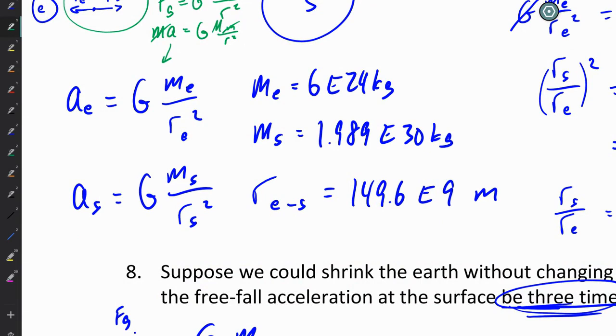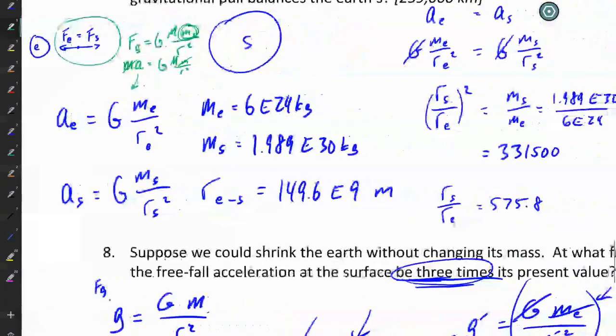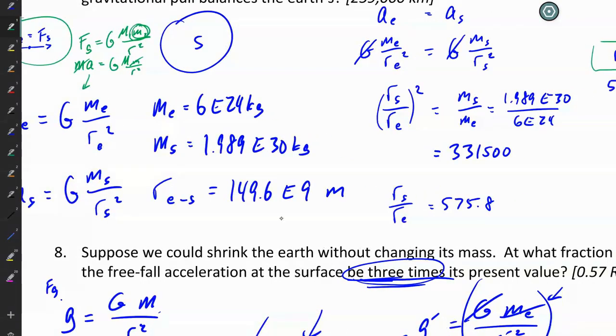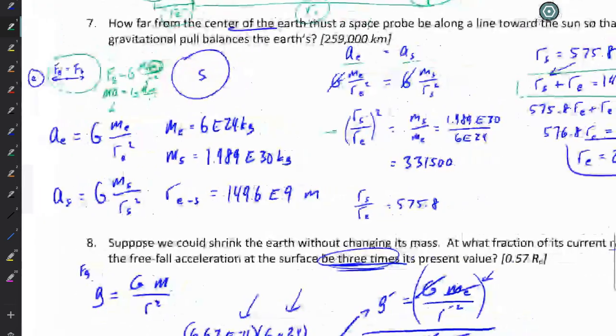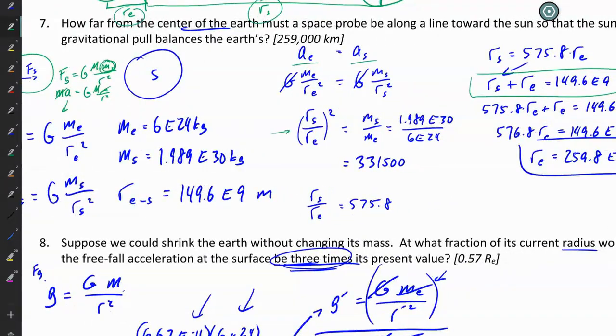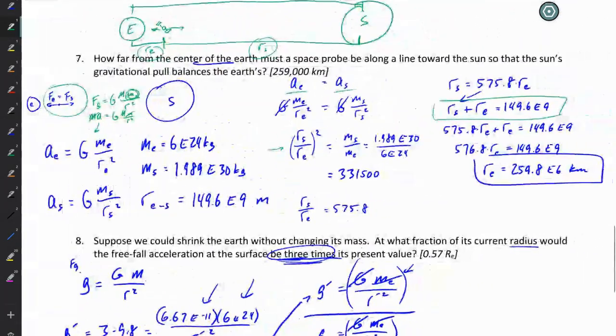So whether we want the forces to be equal or the accelerations to be equal really amounts to the same thing. And so we are setting the acceleration towards the Earth equal to the acceleration in the direction of the sun. And thus we end up solving for one radius in terms of the other, and then plugging the rest of the way in algebraically.